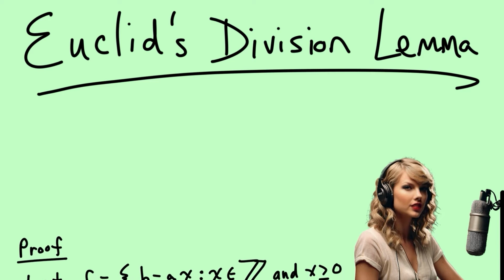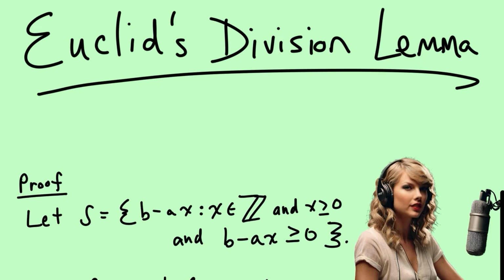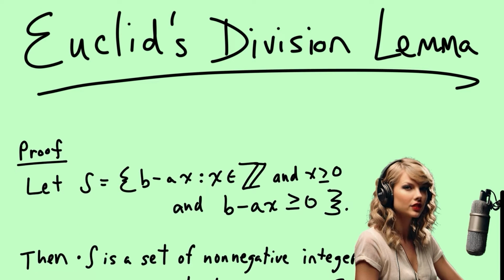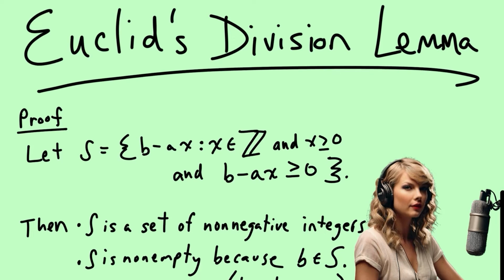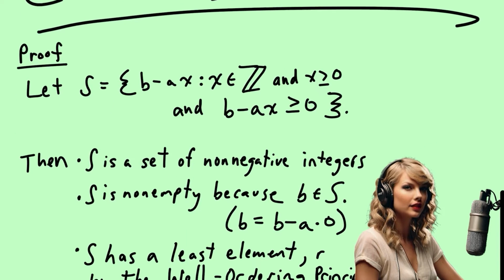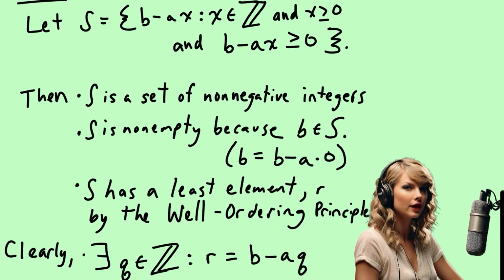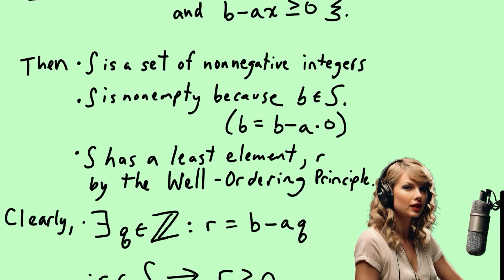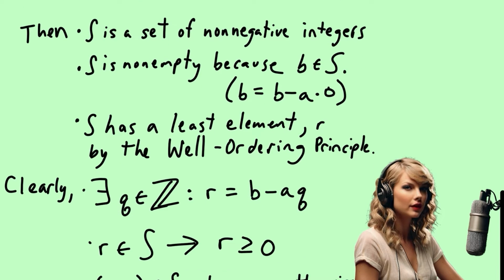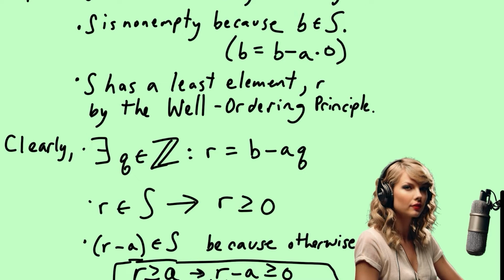Let S be the set of b minus a times x such that x is a non-negative integer and b minus a times x is greater than or equal to 0. Then S is a set of non-negative integers and is non-empty because b equals b minus a times 0 is in the set S. Using the well-ordering principle, we can say S must have a least element, r. Clearly, r equals b minus a times q for some integer q where q is greater than or equal to 0. Next, let's show that r is in between 0, inclusive, and a, exclusive.